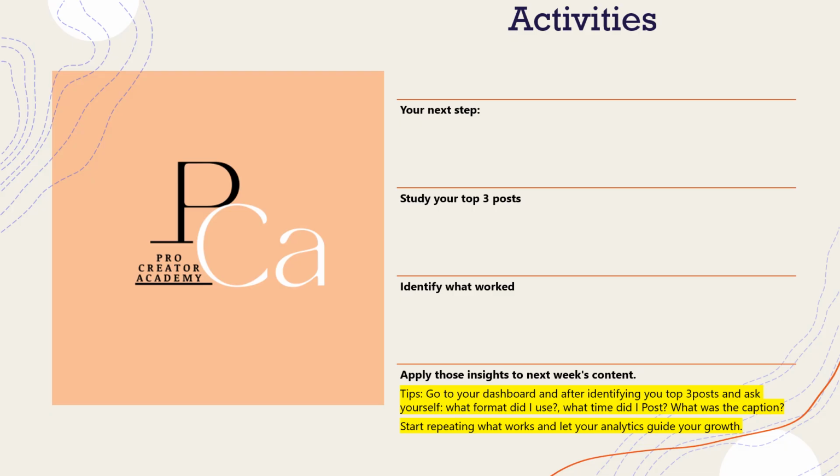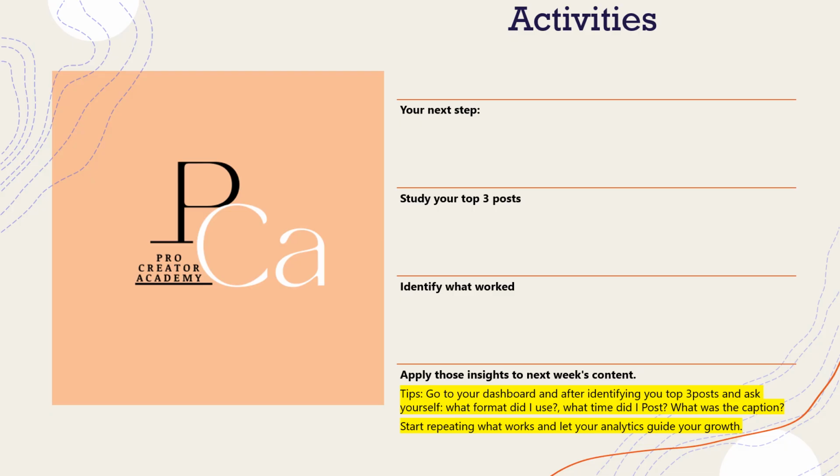And then is the activities for this section. Remember, guys, I told us that I won't be giving the assessment or the activity for part one. It's part two that I'll be coming into. So what I want us to do is study your top three posts. Identify what worked for you, and apply those insights to your next week's content. The insight you have gotten from your three best performing posts, identify it and then try to apply it into your next week's content.